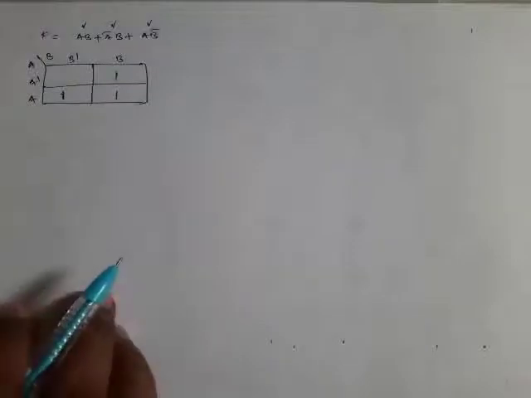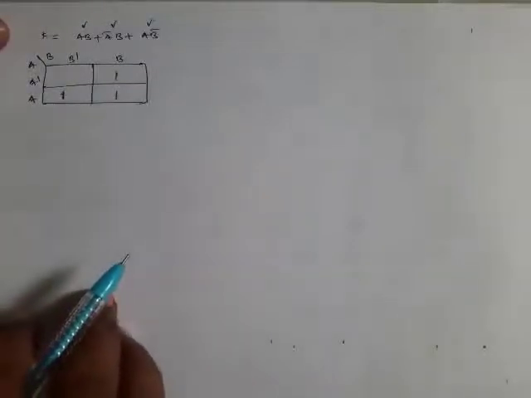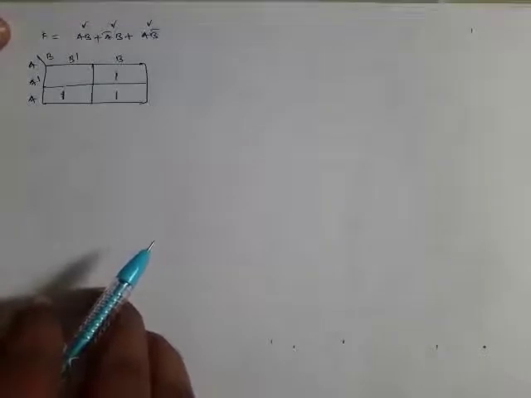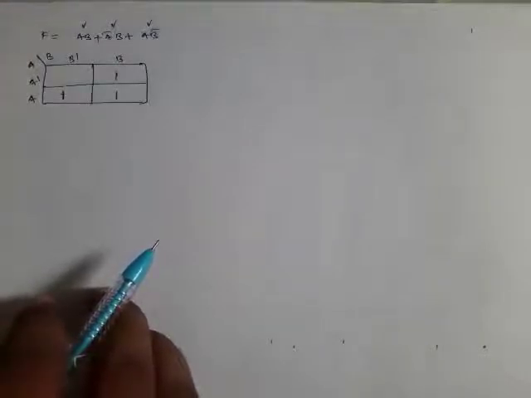So now here we'll see one thing. We entered the function here. Then how to simplify the function?